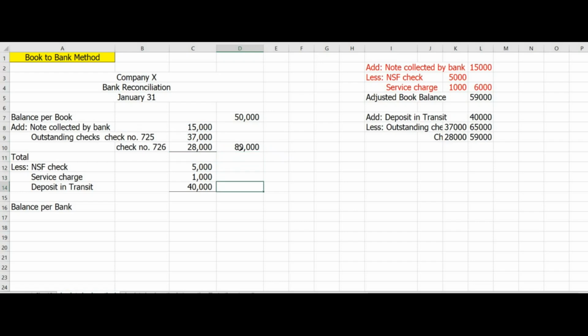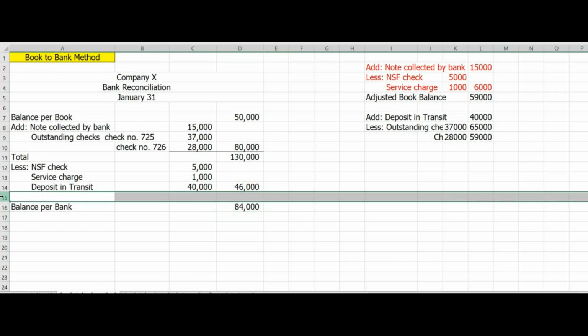So, that's 89,000 sa kabila. Oh, that's 80,000. So, plus, that's 130. Then, dito, our total deductions, 46,000. So, deduct lang natin. So, yan, no? We have 84,000. So, this is correct, no?